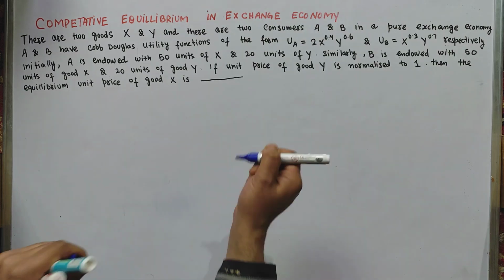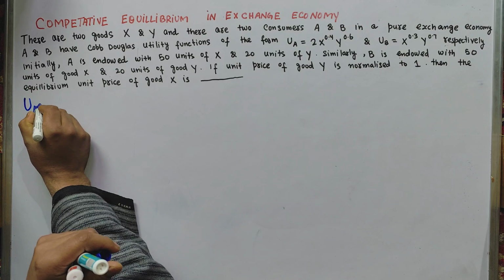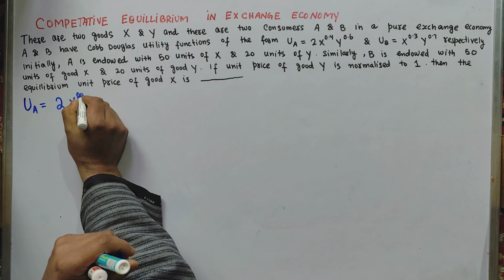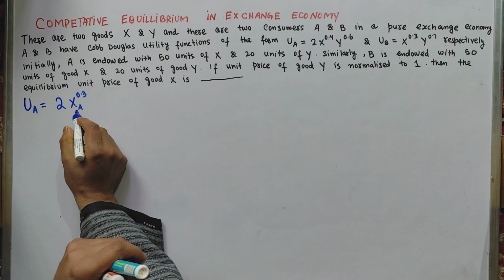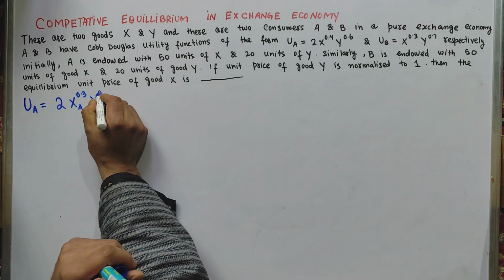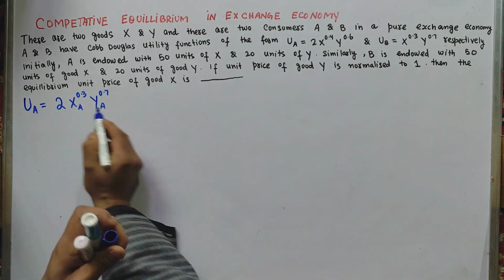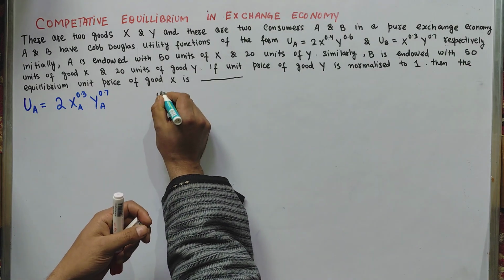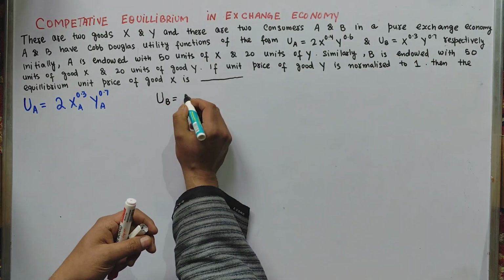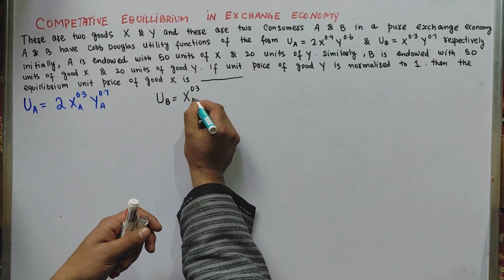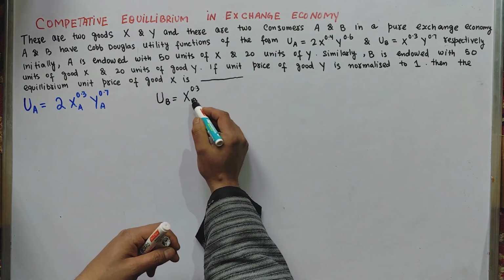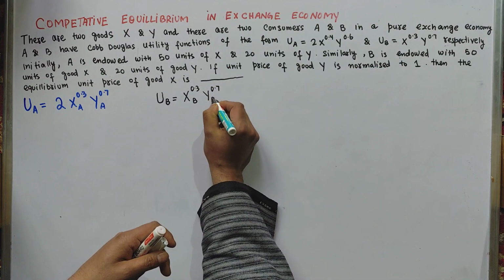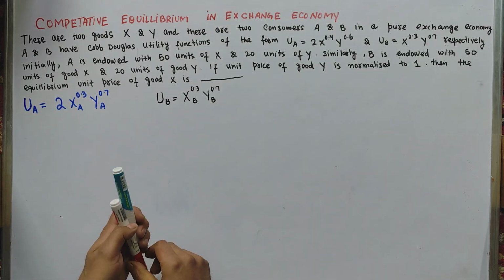We are given the utility function of person A, that is twice x raised to the power 0.3, and let's write the subscript A denoting consumer A, times y raised to the power 0.7, subscript A. This is the utility function of consumer A. Similarly, the utility function of consumer B is x raised to the power 0.3, with subscript B for consumer B, times y raised to the power 0.7, subscript B. These are the utility functions of the two consumers.